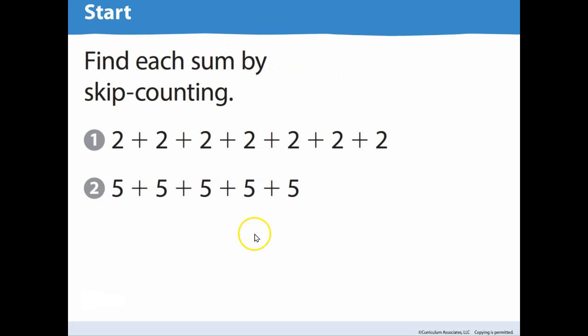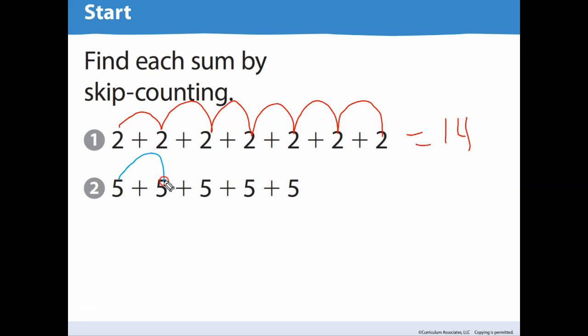Okay, find each sum by skip counting. So, let's do this in our head. If I'm skip counting by 2s, I start with 2. What's next? 4. 14. Okay, but if I skip count by 5s, I start with, hold on, 10? What did I start off with? 5, 25. Okay, that's how it works.